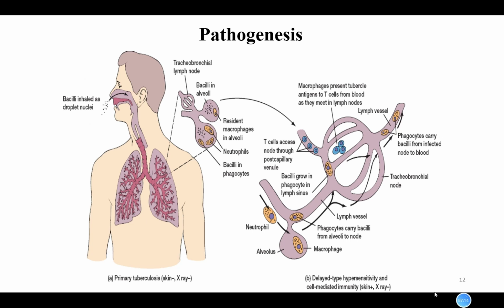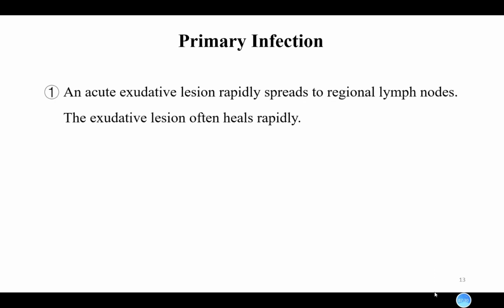Tuberculosis infection has two types. One is the primary infection. The second type is the reactivation infection. For the primary infection, if we inhale the bacteria into the lung, it can cause an acute exudative lesion and rapidly spread to the regional lymph nodes.